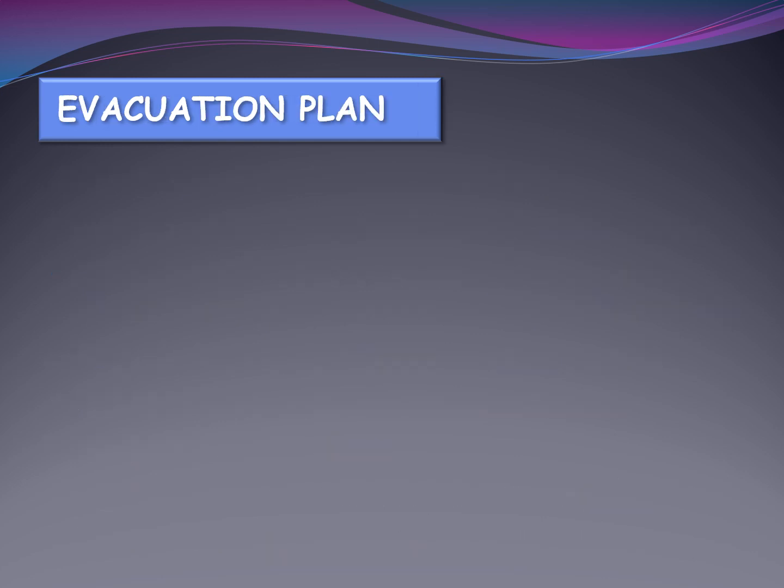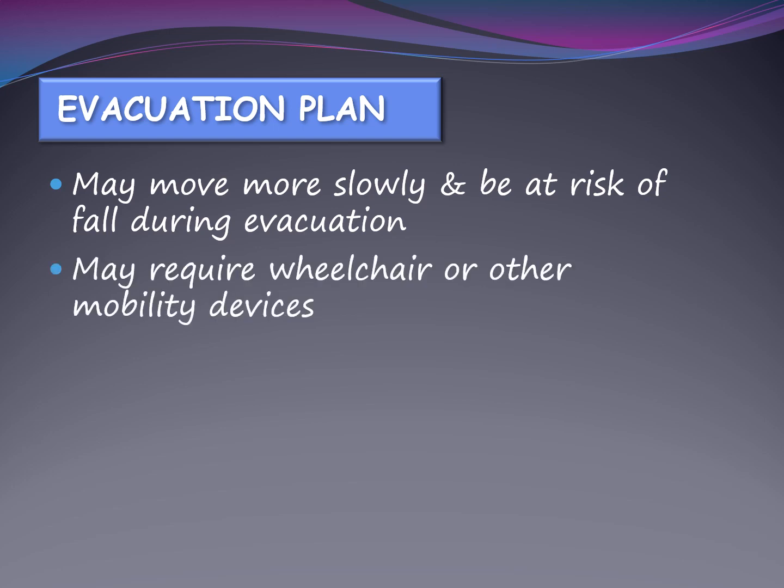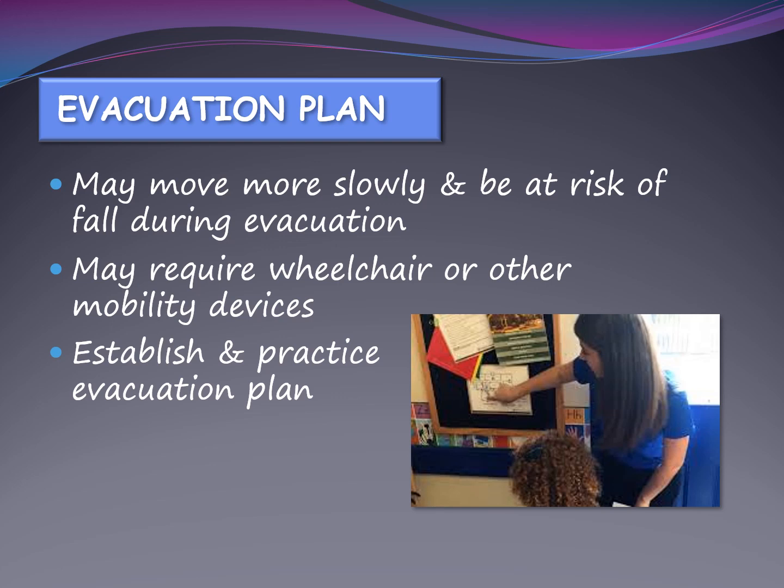A child with OI may move more slowly than others and be at risk of a fall if moving quickly or exiting the building with a crowd of people. They also may require the use of a wheelchair or other mobility devices to evacuate safely. It is important to establish and practice a child-specific evacuation plan to prevent injury.